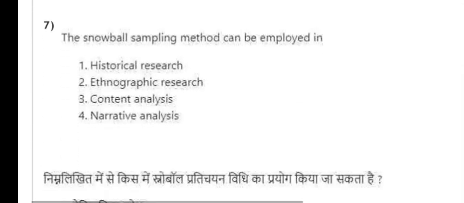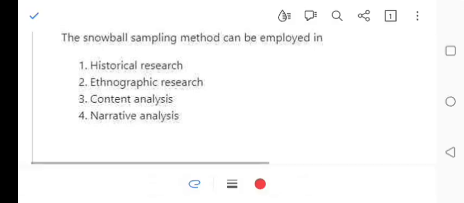Next is, the snowball sampling method can be employed in what kind of research? Historical research, ethnographic research, content analysis, narrative analysis. It will be ethnographic research.